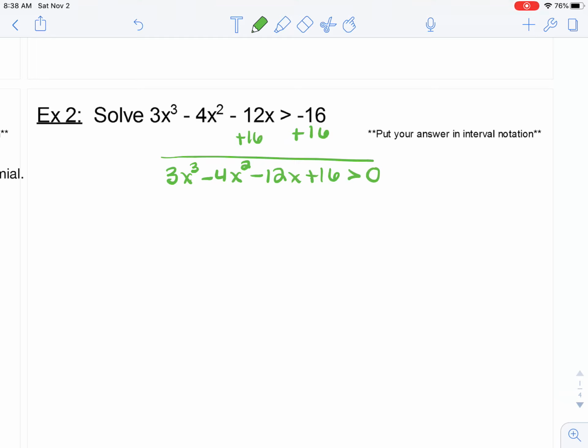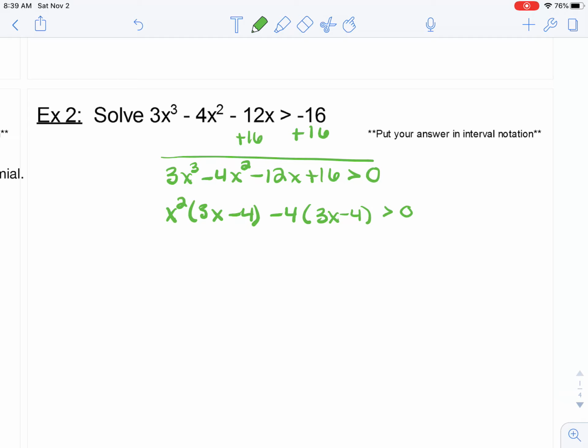Now we have to find our critical values. So essentially we're going to factor this to figure out where those sign changes occur on the number line. So this looks like a good candidate for factor by grouping. If I group the first two terms, I can take out an x squared. If I group the third and fourth term, I could take out a negative 4. And then bring down the greater than 0.